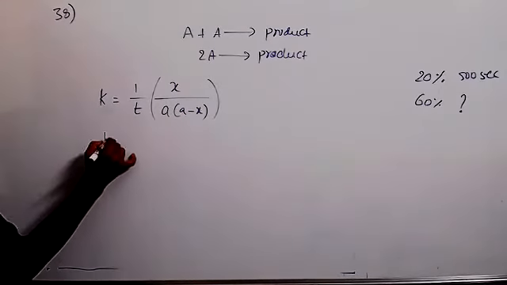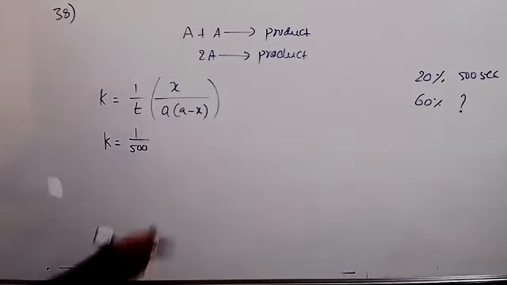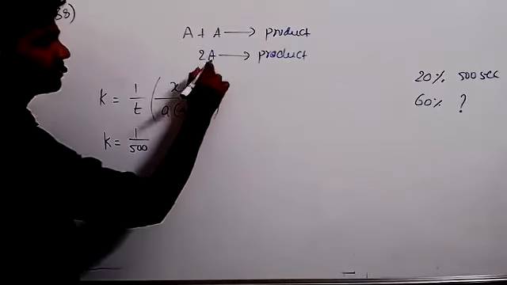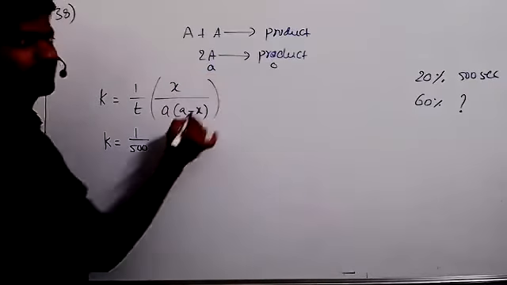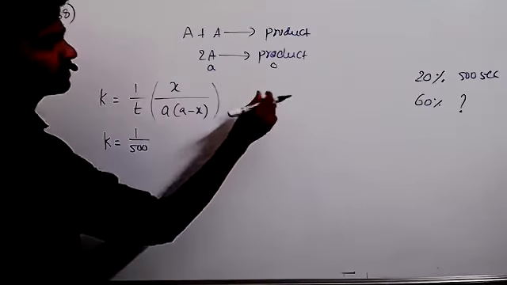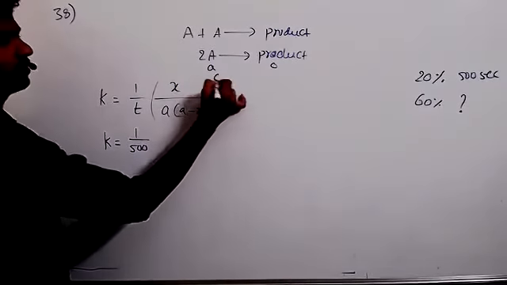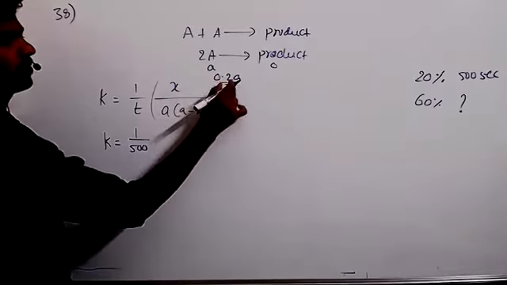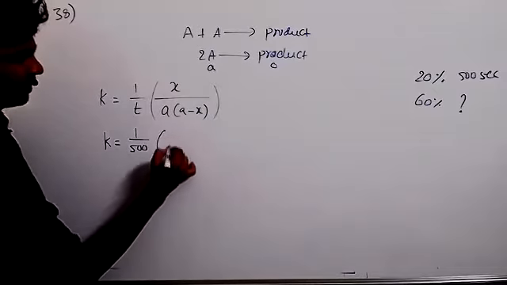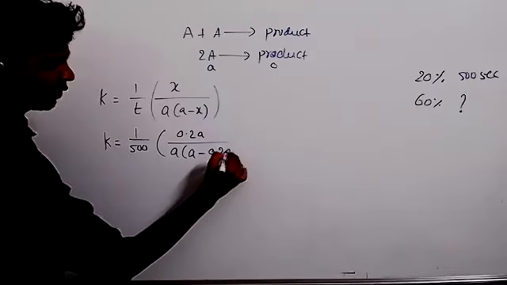So first we'll calculate K for 20%. K is equal to 1 by 500. 20% completed means 0.2. Here the initial concentration of reactant is A, and the product concentration is 0. The amount of A reacted is 20%, that means we may write 0.2A, correct? 0.2A is the amount of reactant reacted and giving product. So here 0.2A divided by A into A minus 0.2A.